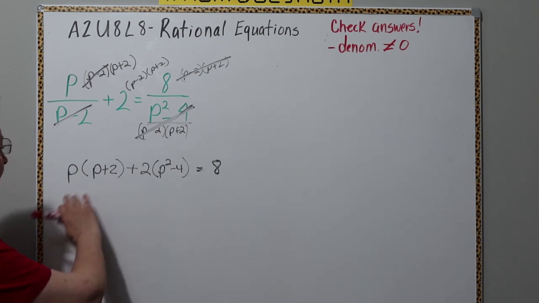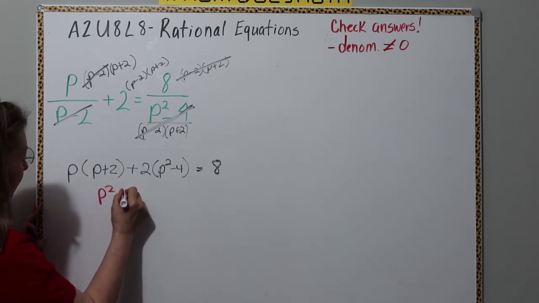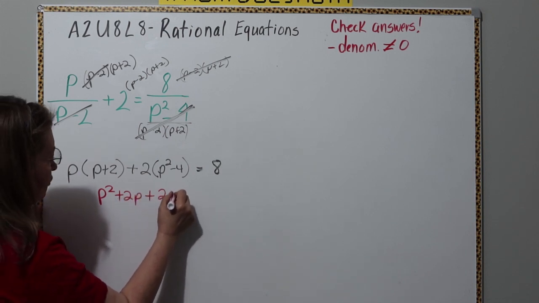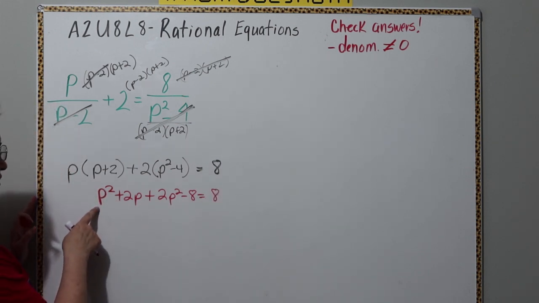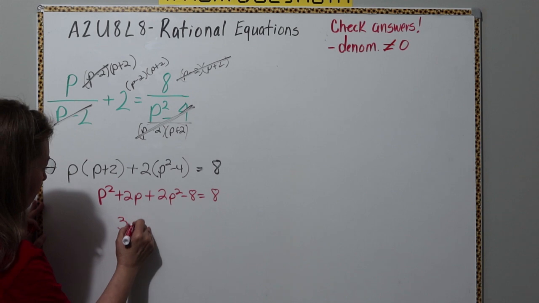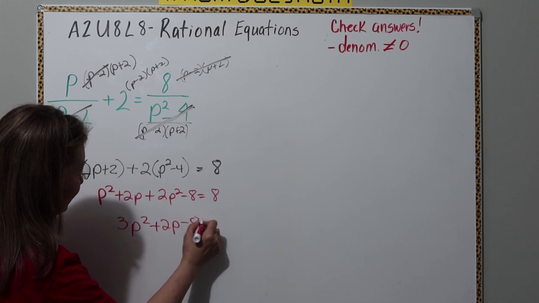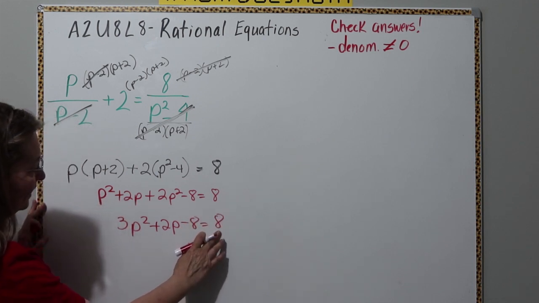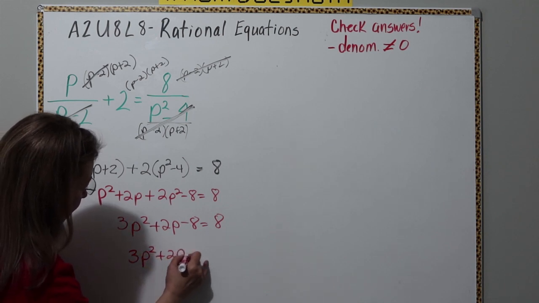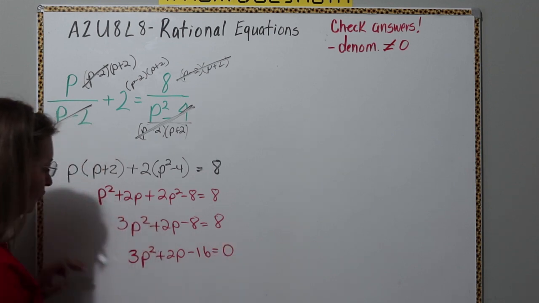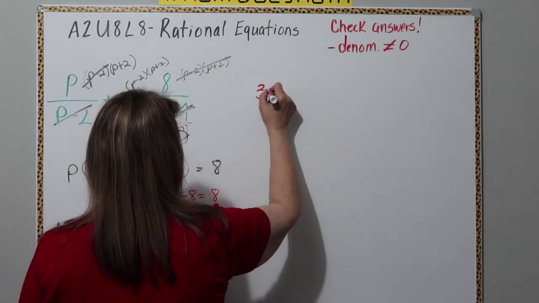Now let's see if we can simplify this. When I multiply through here, I'm going to have p squared plus 2p plus 2p squared minus 8 equals 8. Let's just solve. p squared plus 2p squared is 3p squared. I've got a plus 2p and a minus 8 equals 8. Subtract 8 from each side, and now I'm going to have 3p squared plus 2p minus 16 equals 0. And here's a quadratic equation. So let me copy this up here.